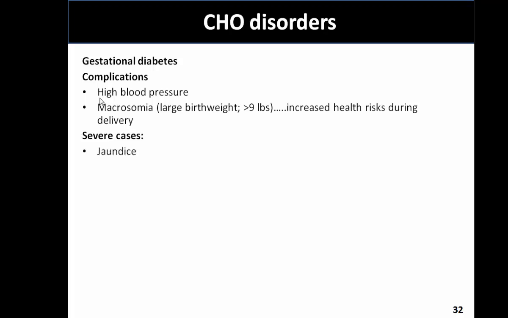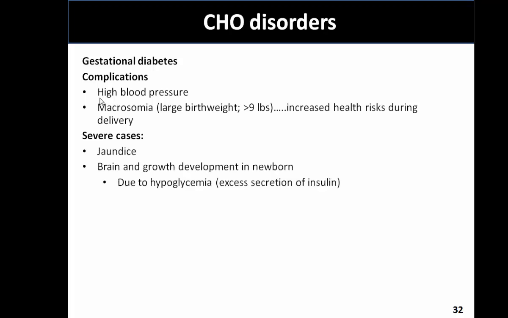In severe cases, it can result in jaundice for the newborn, which may result from an excessive breakdown of red blood cells. It can affect the brain and growth development in the newborn, which is why women that do develop gestational diabetes mellitus are followed quite closely and are monitored on a daily basis.